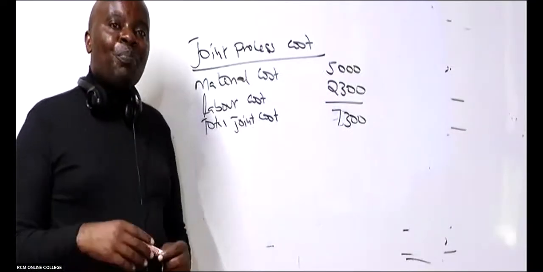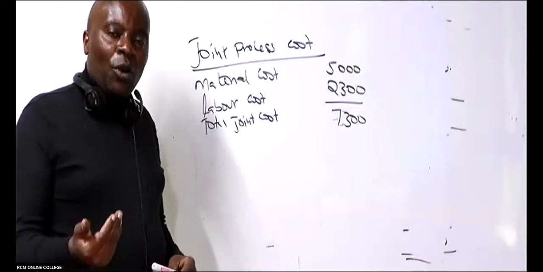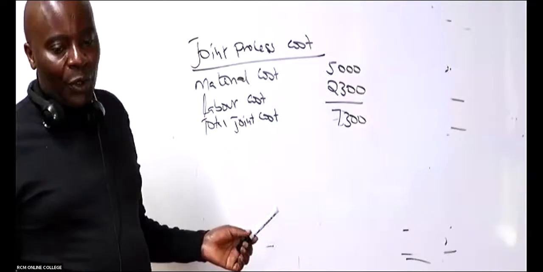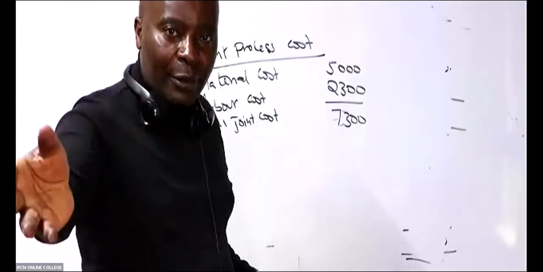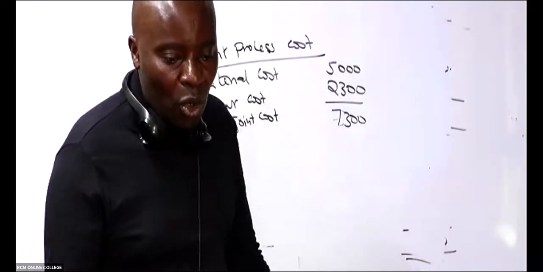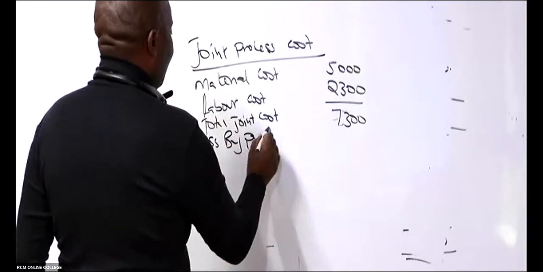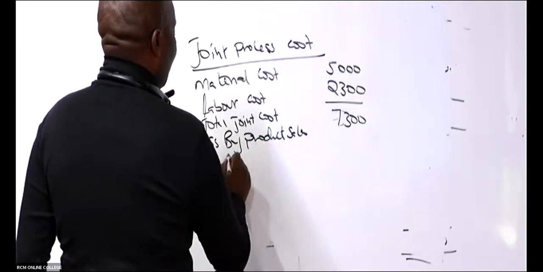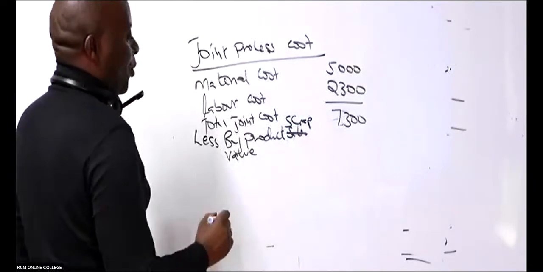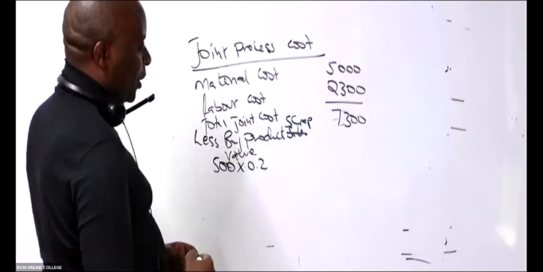But in the process of making our joint main products, we incidentally got a byproduct. For byproducts, the rule is very easy. Byproducts, you shall always sell them. Like the sawdust, you sell it and then you use it to redeem your cost, to reduce your cost. So less byproduct sales value. Call it scrap value. Remember the byproducts were 500 units and each is supposed to be scrapped at 0.2.